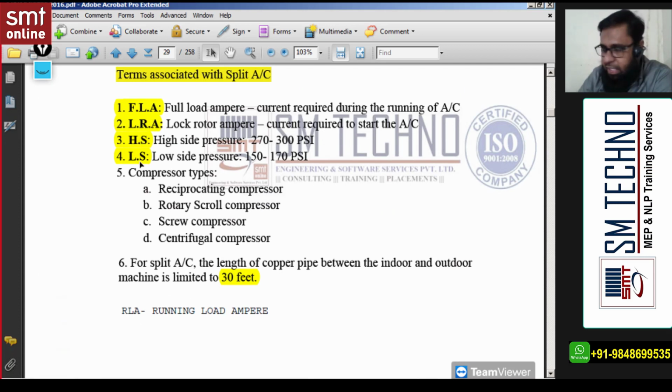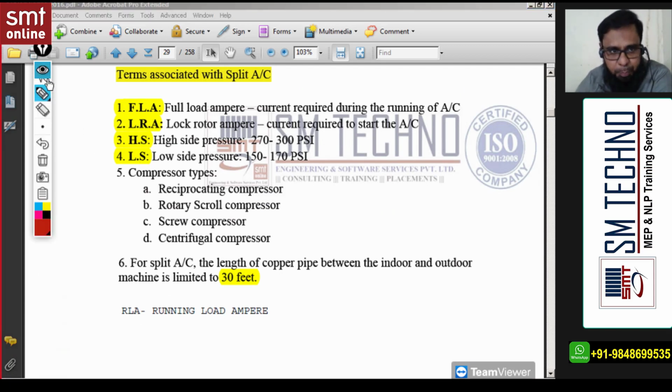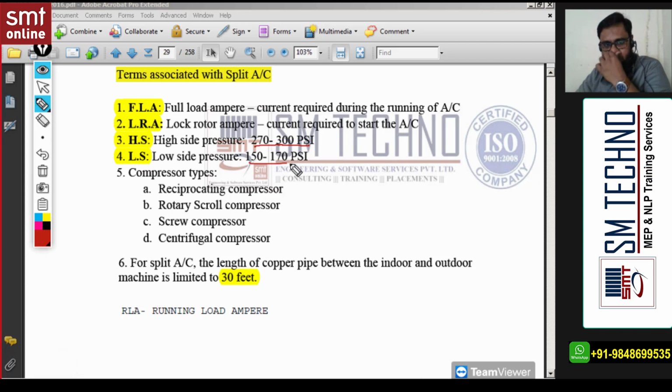FLA, LRA, HS and LS. HS is the high side pressure, and as per standard, high side pressure is 270 to 300 psi. It may vary as per make also. LS, low side, is 150 to 170 psi.